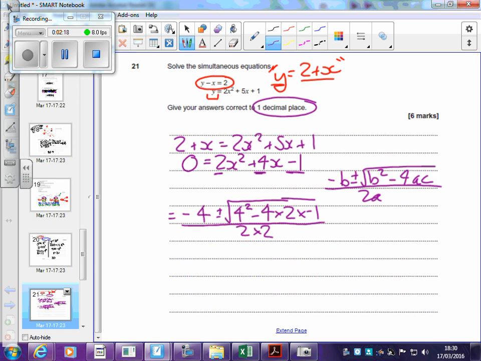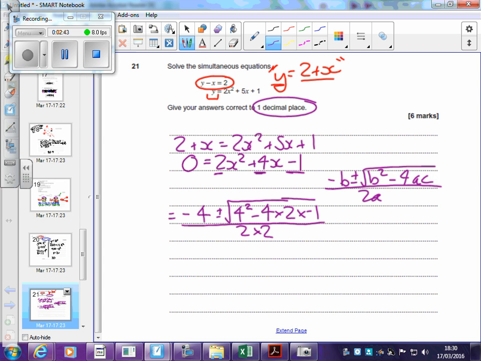I can then just put all of that into my calculator, which is what I am going to do now. If you use the fraction button and type it all in at once, then because you've got to do two answers, once with a plus and once with a minus, you can just use the replay button and go back and change one of them, which saves you a little bit of time. So 4 times 2 times minus 1, all over 2 times 2 on there.